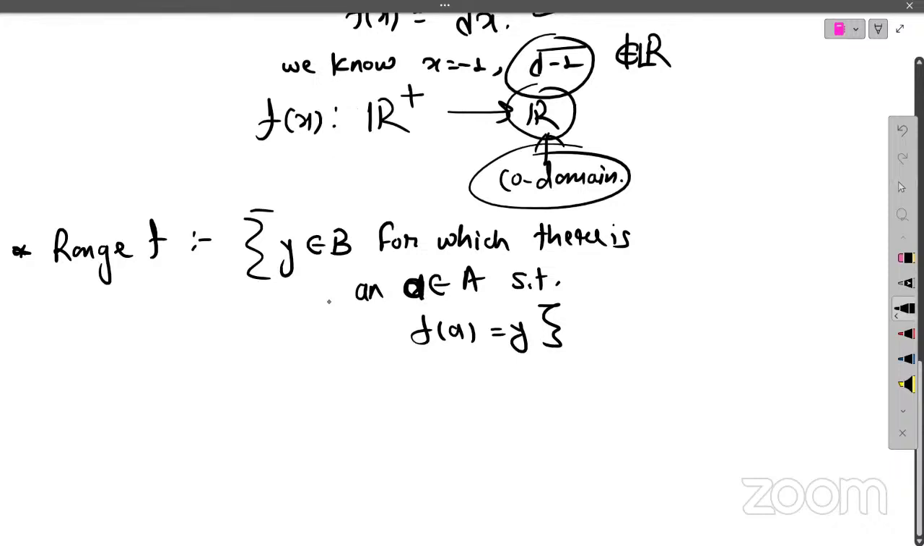So range is the precise output set. That means you have to collect all the points which can be your output, right? So this is known to be the range of f. Now here, let's take the same example.